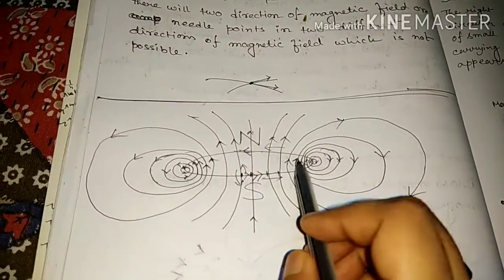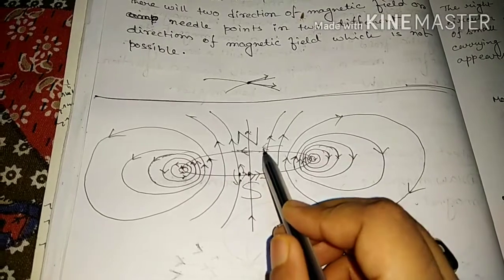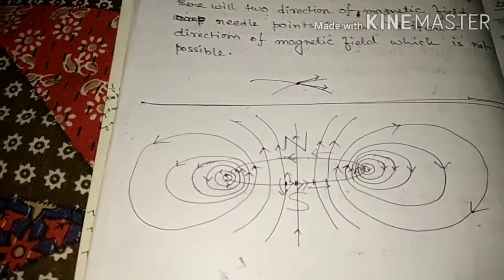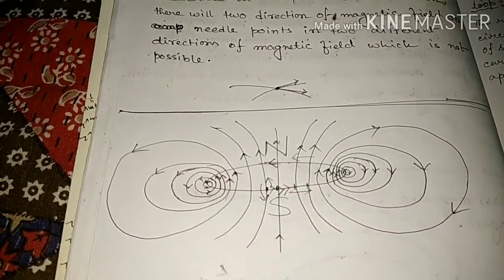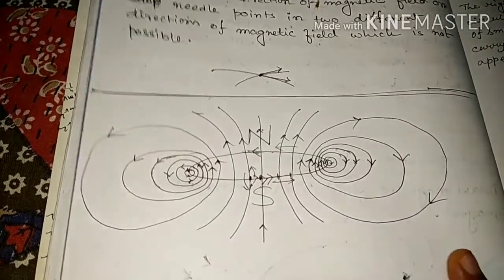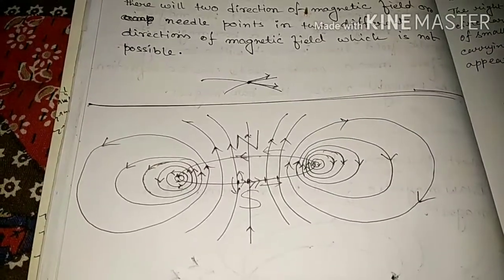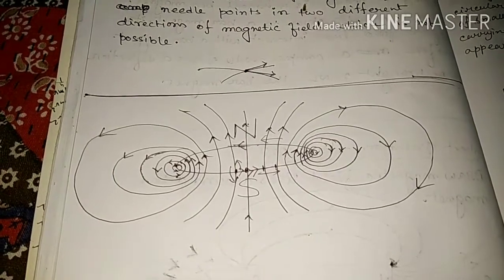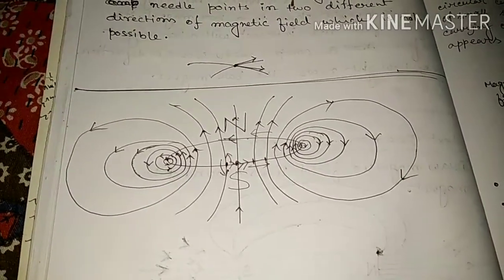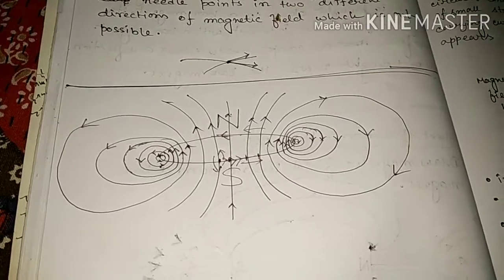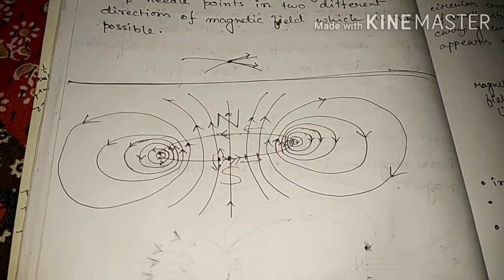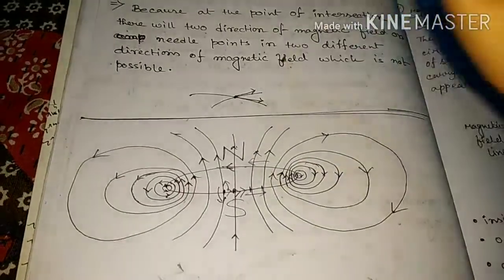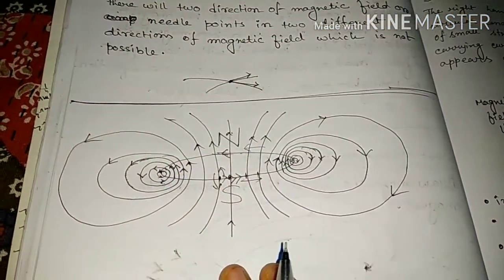If you consider each segment, inside the loop the magnetic field is always in the upward direction, and outside the loop the magnetic field is in the inward direction. So just keep this in your mind. Wherever you consider a small segment of the coil, inside the loop the magnetic field is upward, and outside the loop the magnetic field is inward.